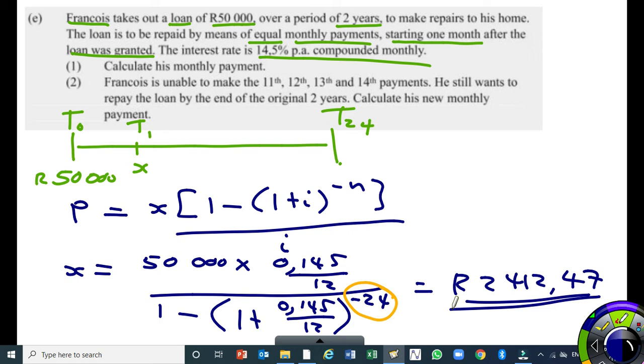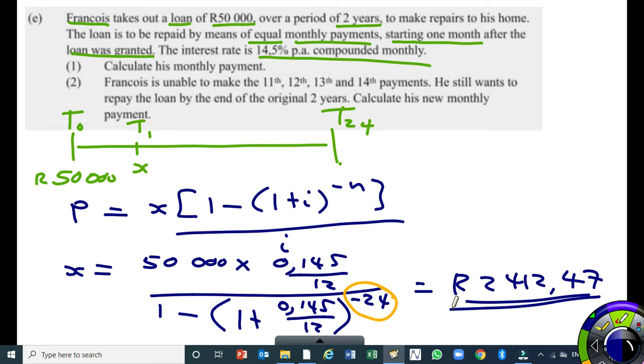Then, number 2 now, that's where we have what are called missed payments. Now, check this out. Somehow, he was unable to make the 11th payment, the 12th payment, 13th, and the 14th payments. So, due to financial problems, he could not pay 4 payments. He still wants to repay the loan by the end of the original 2 years. Because if he extends beyond 2 years, you pay more interest. So it's better to negotiate and pay within the initially agreed period, which is 2 years.